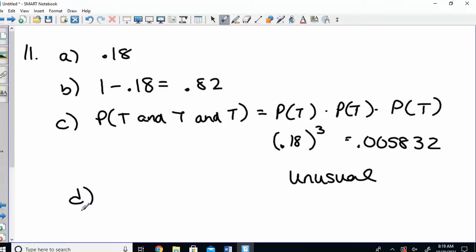At least one not trusting, isn't that just the complement of everybody trusting? So we just found the probability that they all trust, so we just have to do 1 minus that. And we get 0.994168.